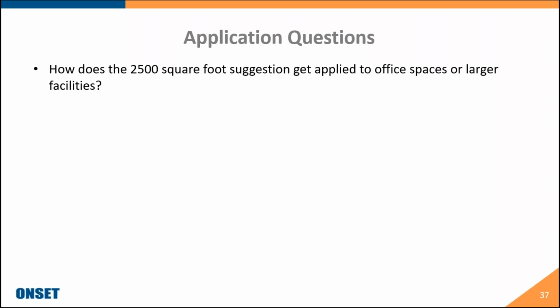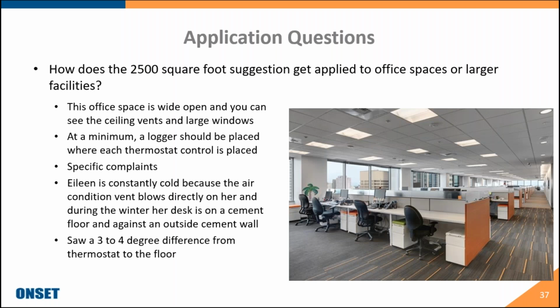And again, this is just a follow-up question about the 2,500 square foot. How does the 2,500 square foot suggestion get applied to office spaces or larger facilities? Well, in an office space such as in this example, where the space is wide open, and you can see the ceiling vents and windows, at a minimum, you should probably place a data logger at the thermostat again, just to get an idea of what your thermostat's reading versus what the actual temperature is reading. That would be at a bare minimum.